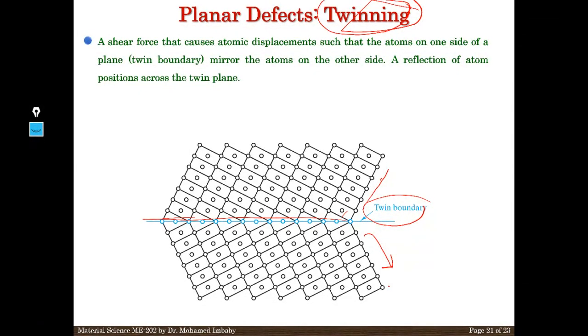A shear force causes the atomic displacement such that the atoms on one side of the plane of twinning look like the atoms on the other side. They mirror the atoms of the other side. Okay? A reflection of the atom positions. This is called twinning. If I'm asking you again, just a brief introduction, what are the planar defects? We have many defects inside the material. They are called planar defects. The first one is called free surface in the crystal.